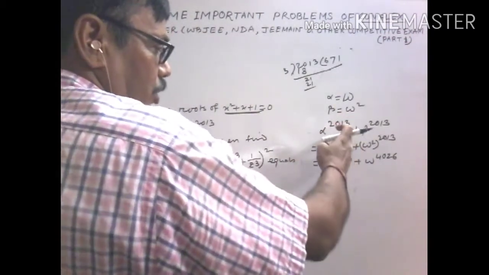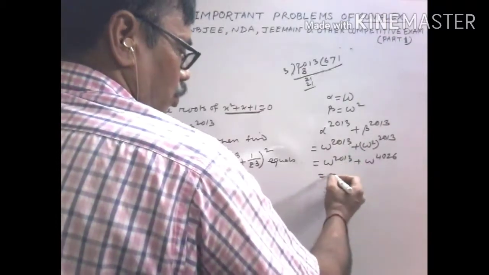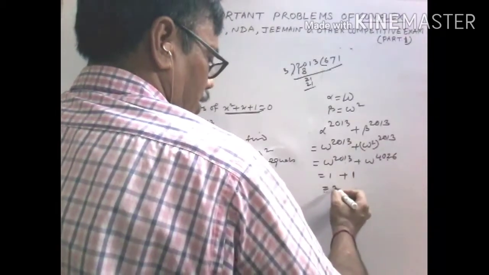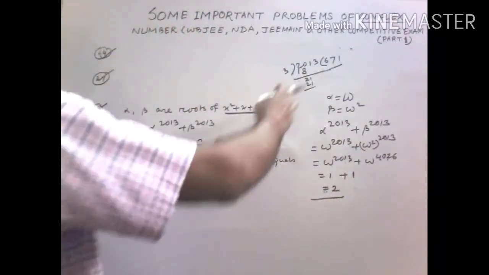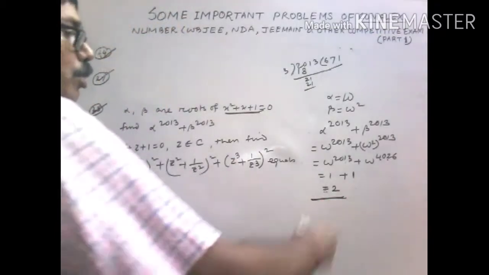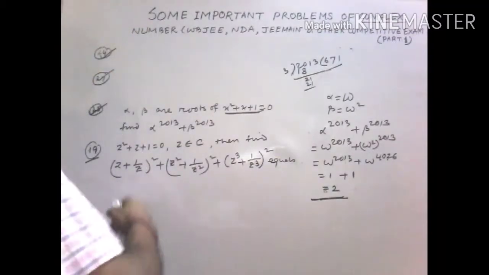So look, it is a multiple of 3. So this is 1, this is also 1. This is a multiple of 3, so this is 1, and this one also. This is a multiple of 3. So the answer is 2. If it is a multiple of 3, then the answer is 2.